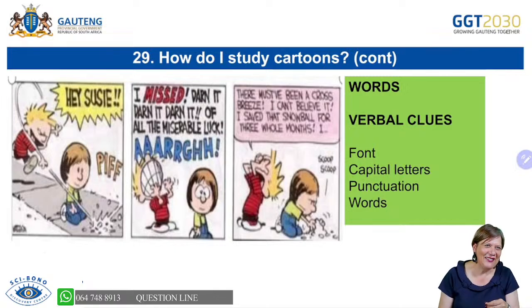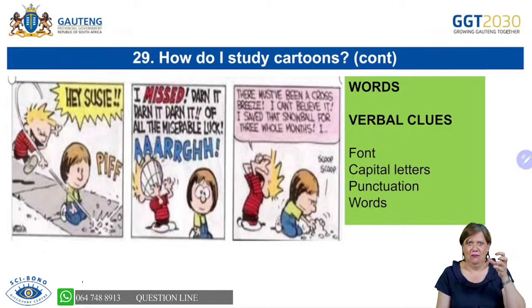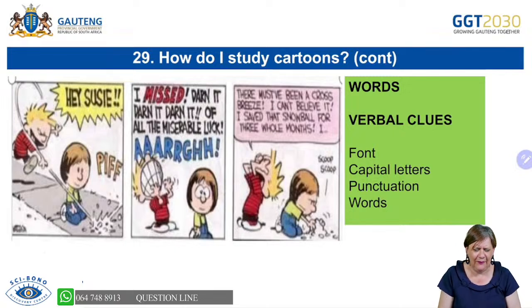Now let's go back to Calvin and Susie, and what they're doing. Remember, words are all about the font, capital letters, punctuation, as I showed you, and the words. Now look at the first frame there. "Hey, Susie!!" Susie has 2 exclamation marks. It's in bold. It's in capital letters. And do you recognize this? "Ha!" This is a very specific bubble that's being used here. It's not your normal speech bubble, is it? No. You're right, it's a bubble to scream, to show our character is screaming.